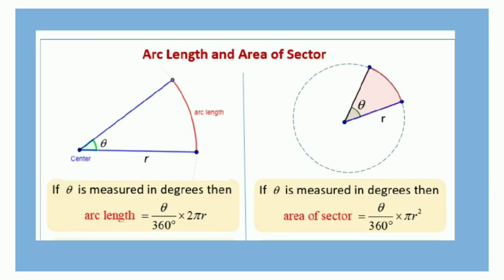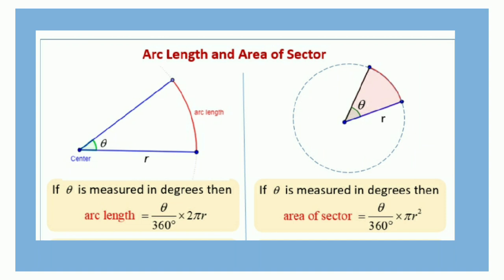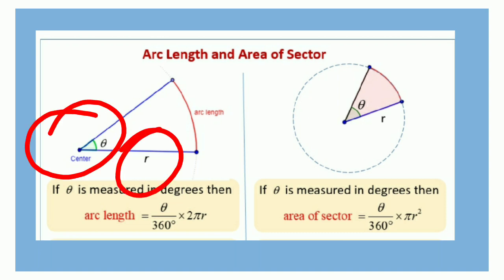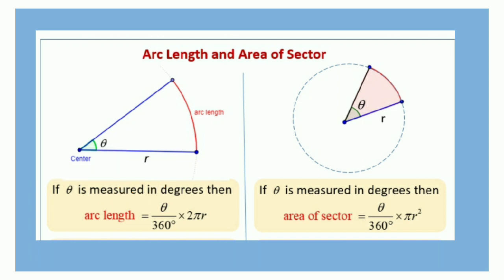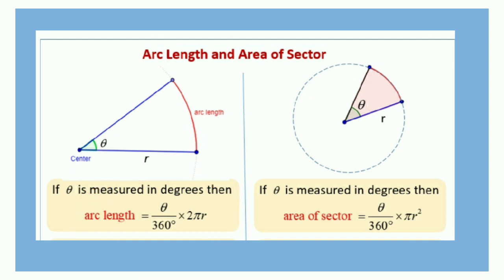The next one is sector. I already explained what a sector is. Once more, from a circle, take the center, draw two radii, and you will get a sector. Okay. Then this portion is called the arc length of the sector. So how to find the length of that arc? We have a formula. Here we have an angle theta and the radius small letter r. Then arc length is equal to theta by 360 into 2 pi r.